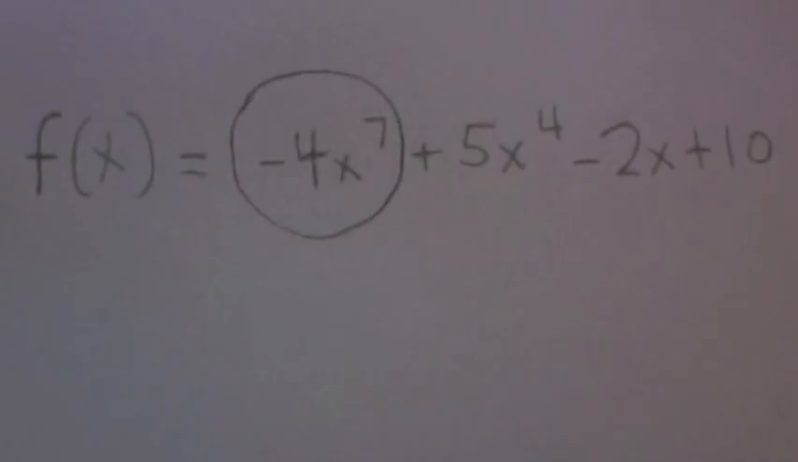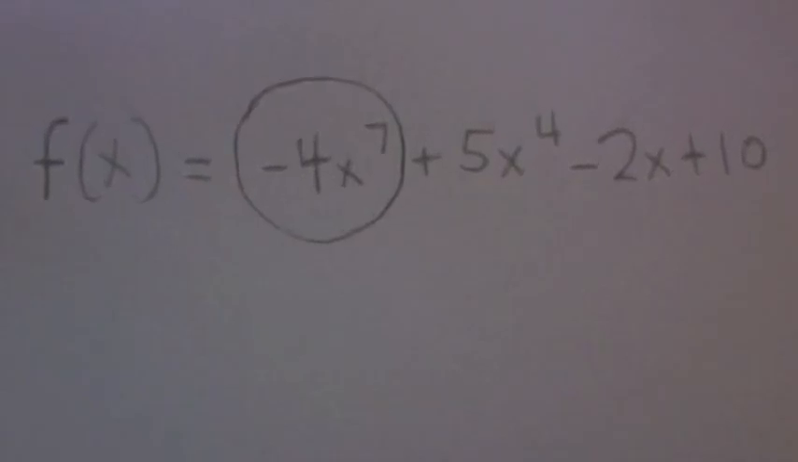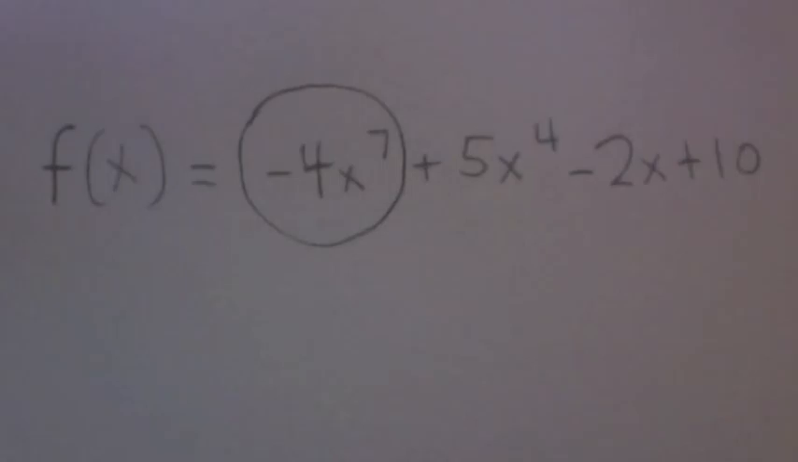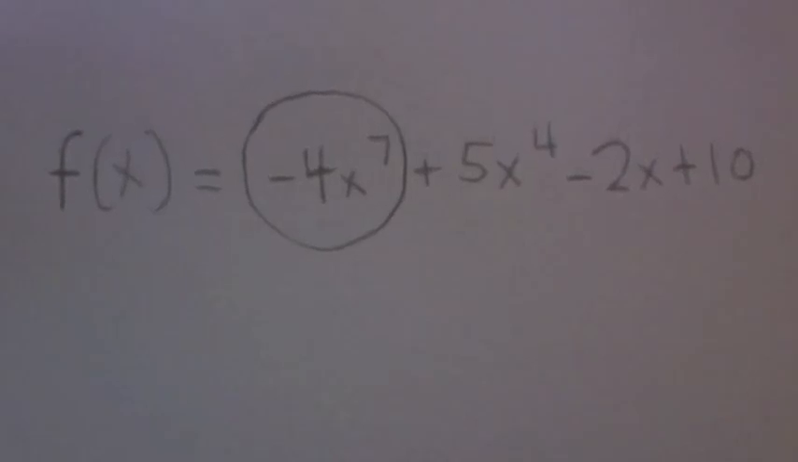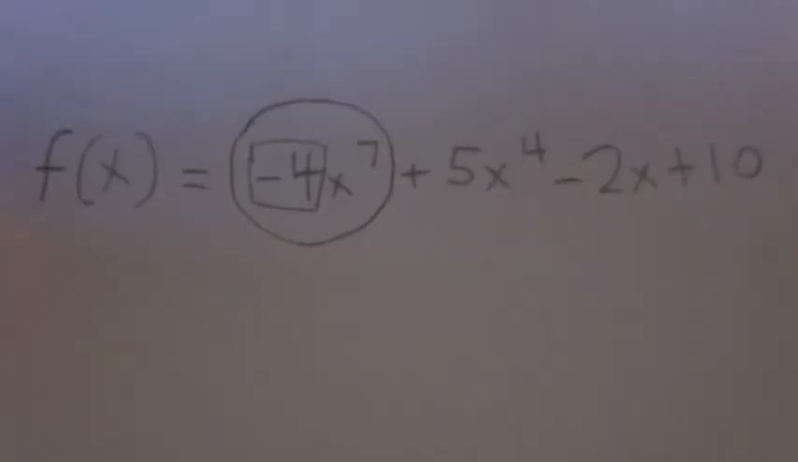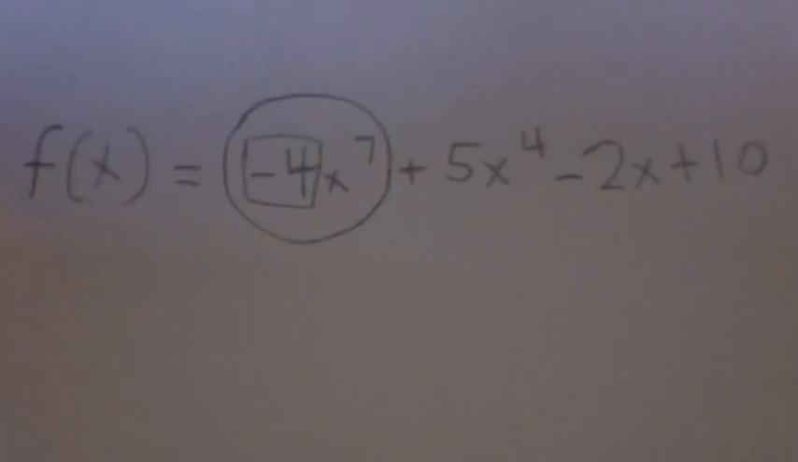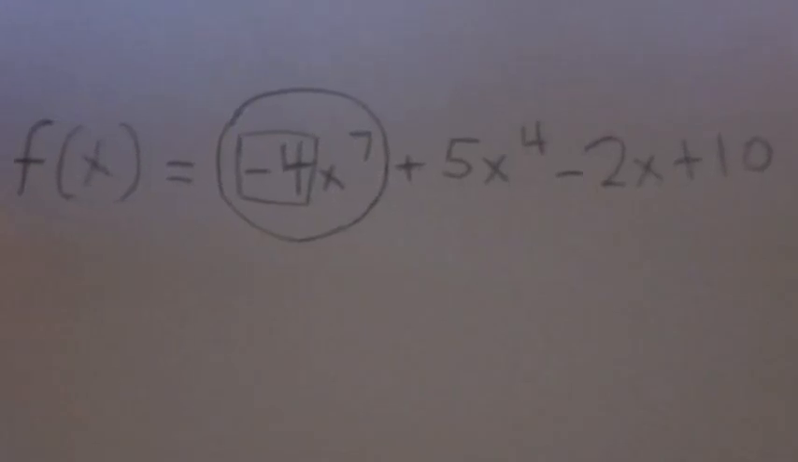The leading term of the function f of x equals negative 4x to the 7th plus 5x to the 4th minus 2x plus 10 is negative 4x to the 7th. The leading coefficient is the coefficient of the leading term. The LC of the above function is negative 4.